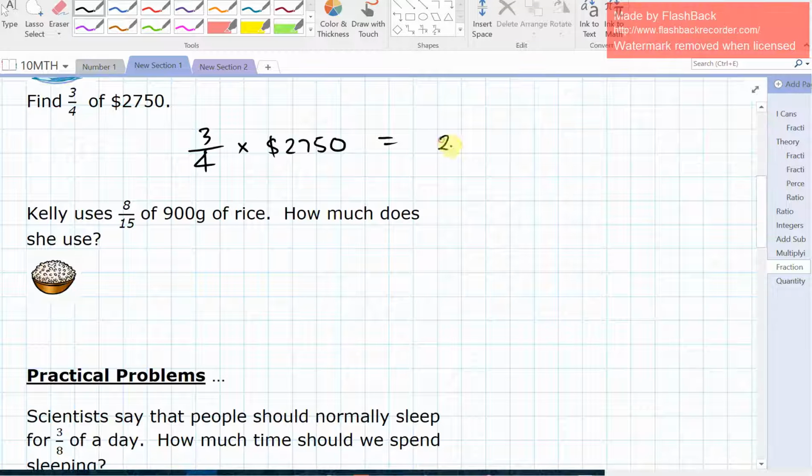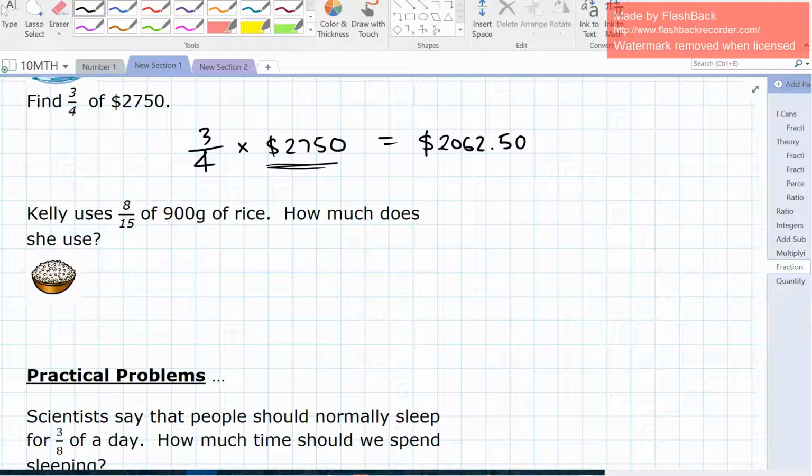2062.5. So if I just write that, okay, that is not a complete answer. We're looking at a money amount, so we need our dollar sign, and so we've got $2,062.5. So that 0.5 means 0.5 of a dollar. So money amounts always need 2 decimal places, so I need to add a 0 there. The 0.5 means you've got 50 cents.